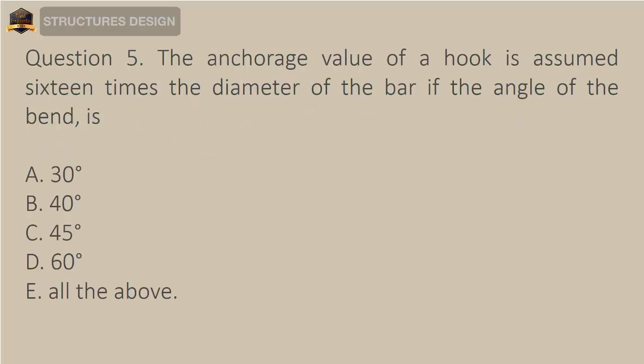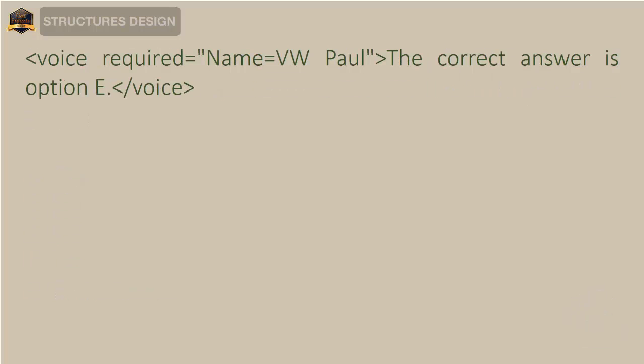Question 5. The anchorage value of a hook is assumed 16 times the diameter of the bar if the angle of the bend is: A, 30 degrees; B, 40 degrees; C, 45 degrees; D, 60 degrees; E, all the above. The correct answer is option C.